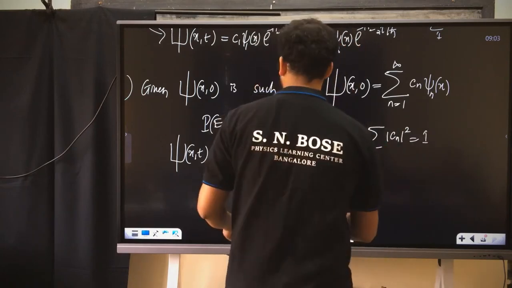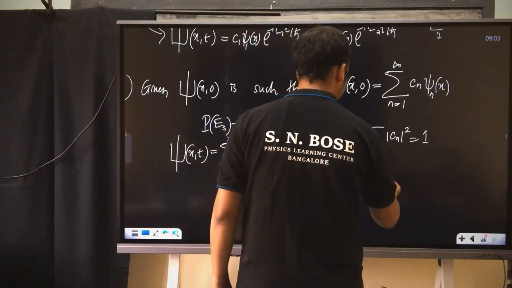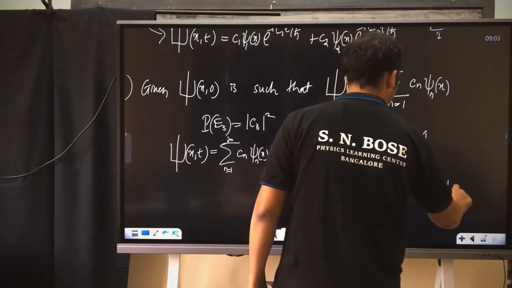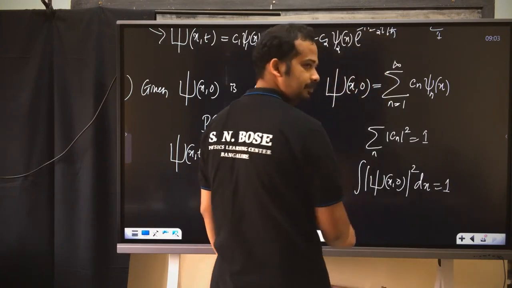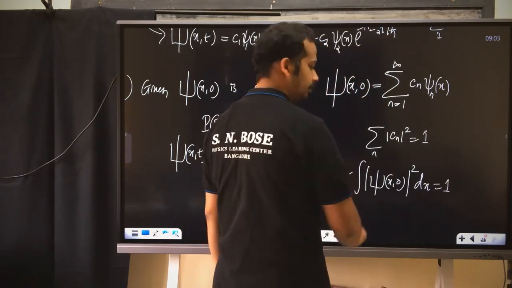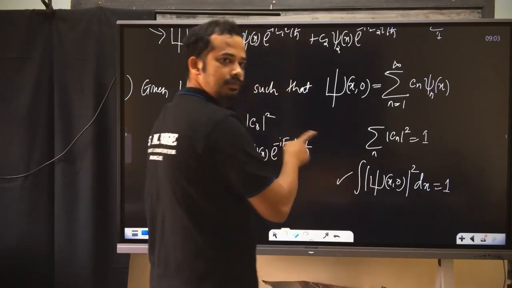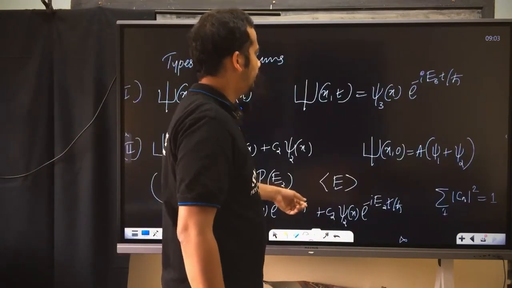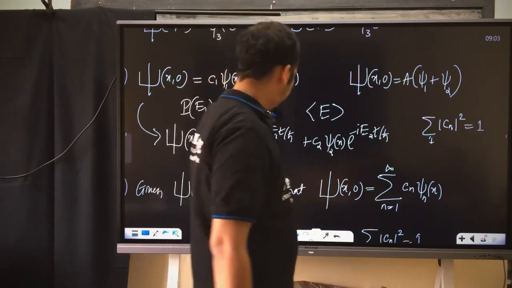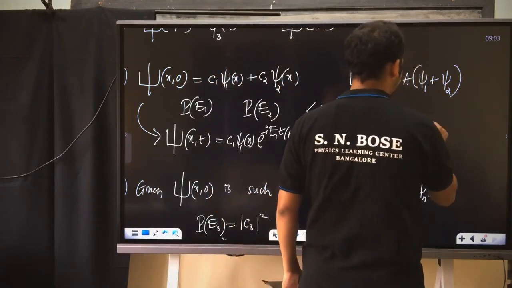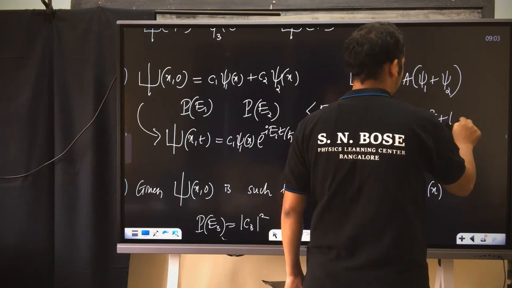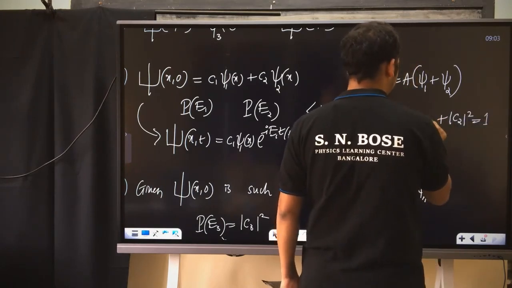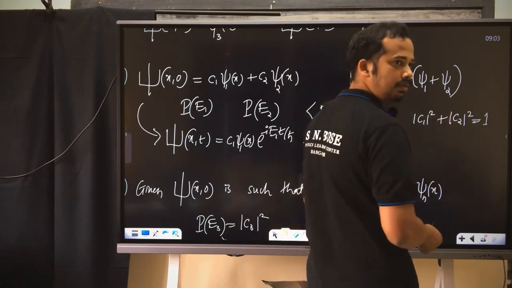Rather than this, why can't you take care of it like this? Integral of mod psi of x comma 0 whole square dx is equal to 1, because these two are equivalent. You choose this one, otherwise it would be one infinite series. But in the earlier case, there are only two terms: mod C1 square plus mod C2 square equal to 1.